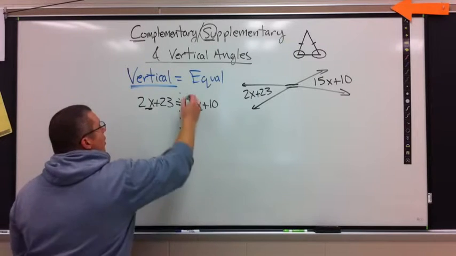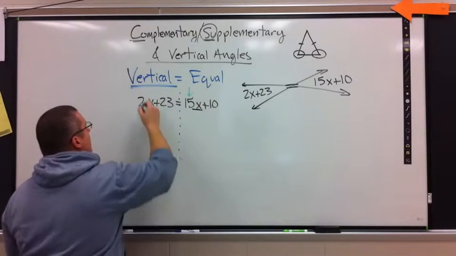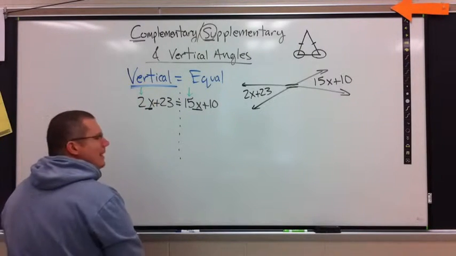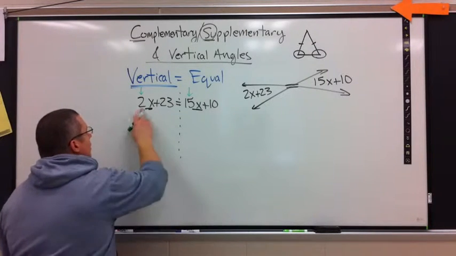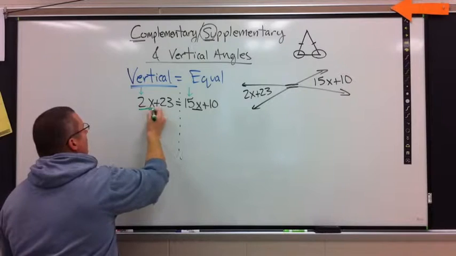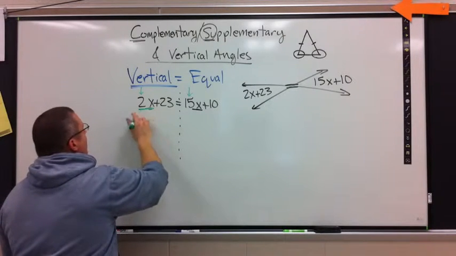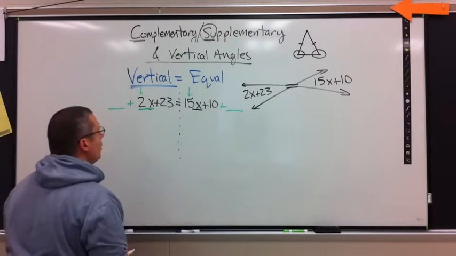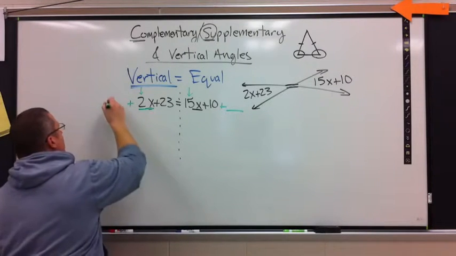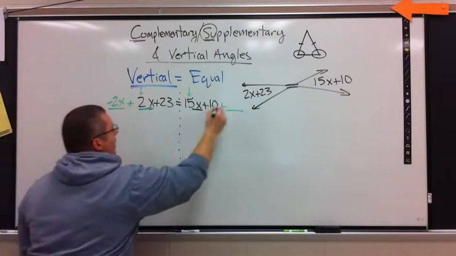So I look, this has a coefficient of 15. This has a coefficient of 2. It's easier if you get rid of the lower of the 2 coefficients. Let's get rid of a 2x. Well, if I have an added 2x, what do I add to both sides? What's the opposite of 2x? That's right, negative 2x.